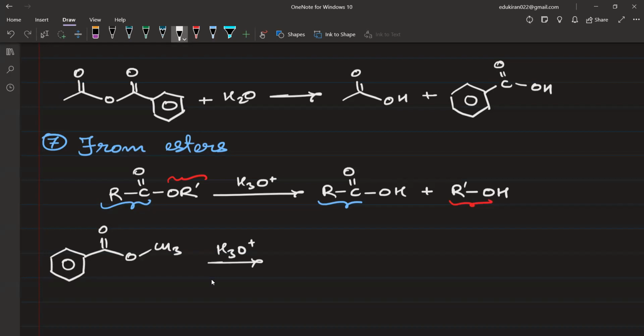Tell me, here will the benzene one make the carboxylic acid or the methyl one? Tell me. Will the red fragment make the carboxylic acid, or this one, the green fragment? Which one will make it? The red or the green one, which will make the carboxylic acid? Please look at the structure here, don't look at the colour.